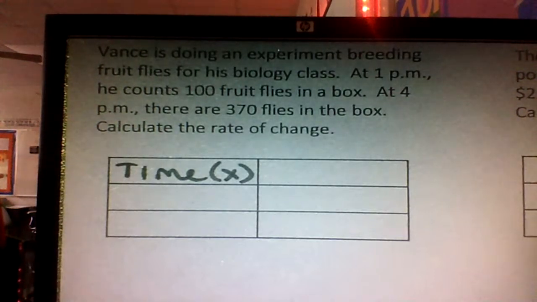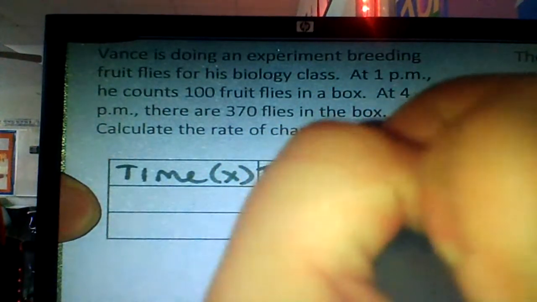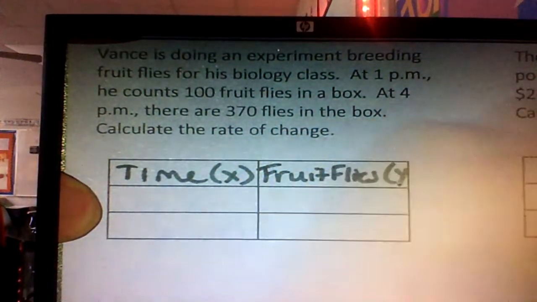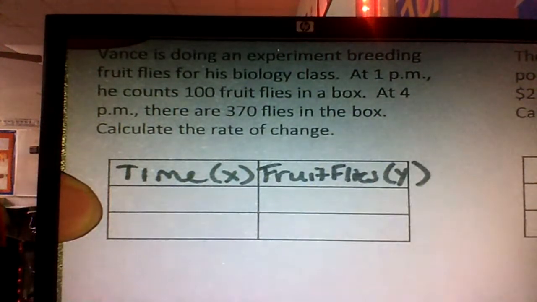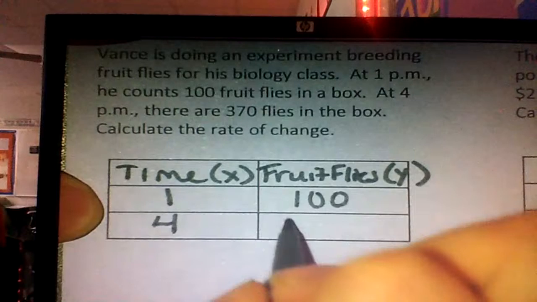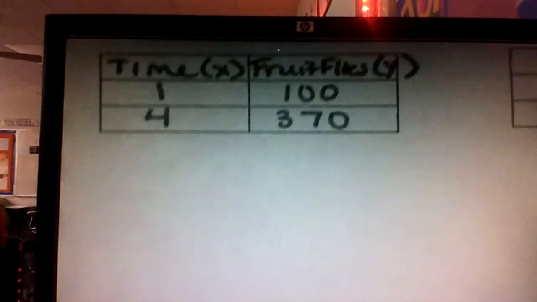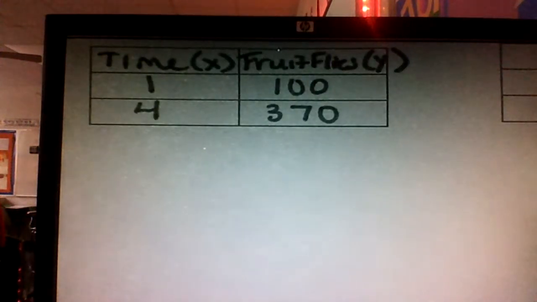So your time is your X. That's what you can control. You cannot control the fruit flies. So at 1 o'clock, it said we had 100 fruit flies, and at 4 o'clock, we had 370 fruit flies. We need to calculate the rate of change.